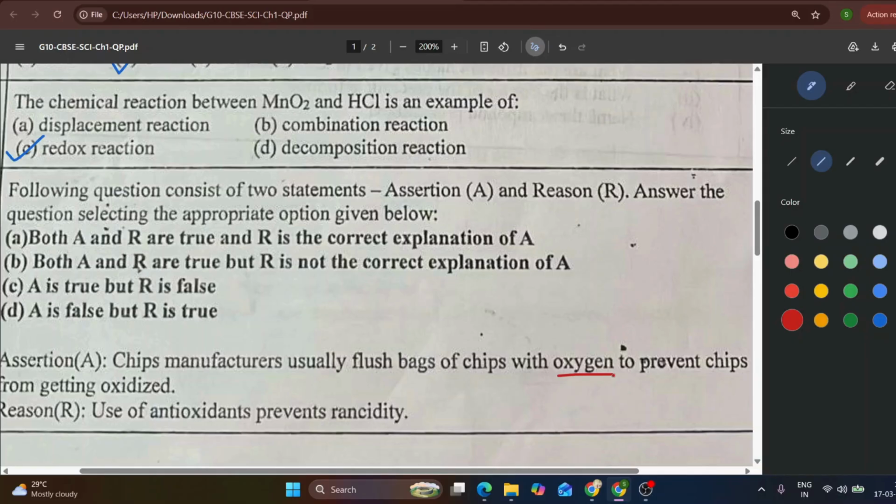So without reading the reason, we can directly go for option D, because the assertion is false. So what will be the correct one since it's false? What will they flush it with? They flush it with nitrogen. Please remember, they flush it with nitrogen gas to prevent oxidation. Yes, I hope you understood.